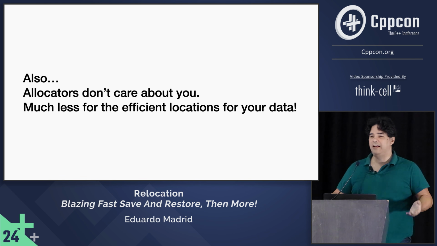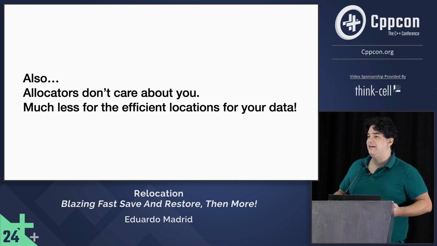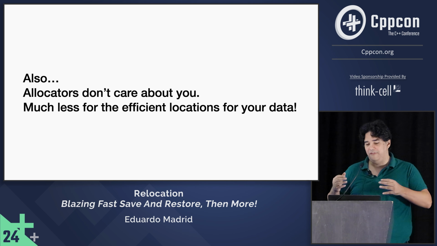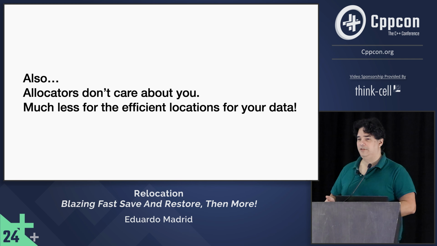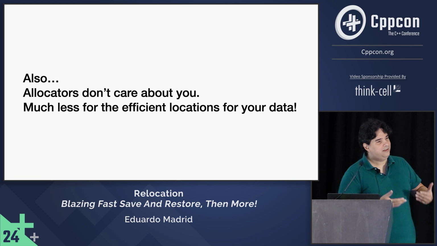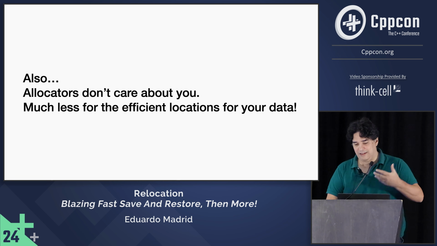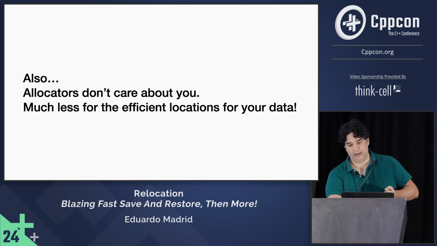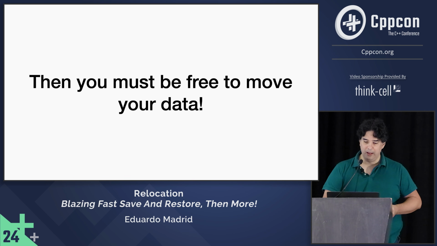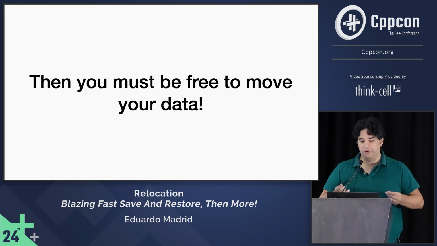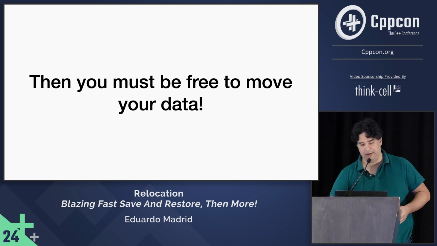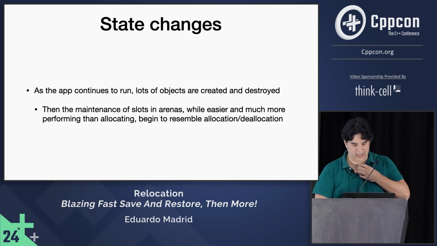So there's another problem, which is that allocators in general don't care about you. And much worse than that, they care absolutely nothing about the efficient locations for your data. So you have to assume a lot of work yourself to be able to put data where it is efficient to use. This is inherently unavoidable, and a lot of the reason why data orientation requires some work. But the conclusion of this is that you absolutely must be free to move your data. And then we're introducing the actual concept of relocation.